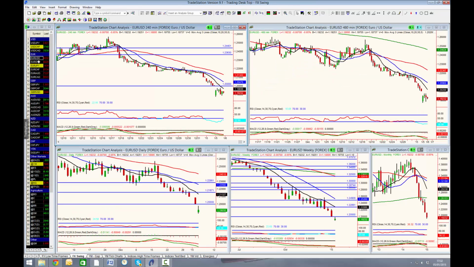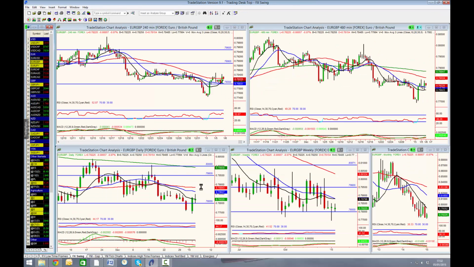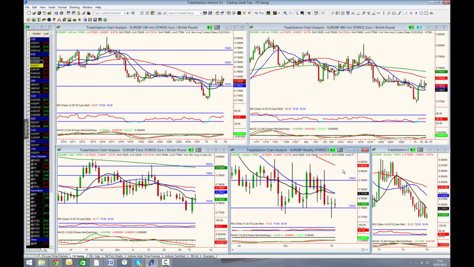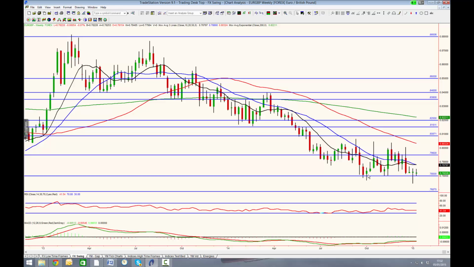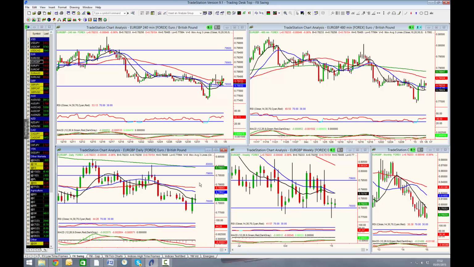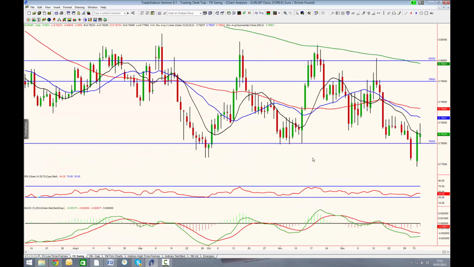The last one I'll take a quick look at here is Euro GDP, and Euro GDP here on the weekly chart. The reason I like this is it supports the euro weakness, but in fact the market on Euro GDP has certainly found some quite strong support at 78,000. So 78,000 has been tested a few times here. We're still in a downtrend, and it's probably a little bit clearer if we look here on the daily chart.